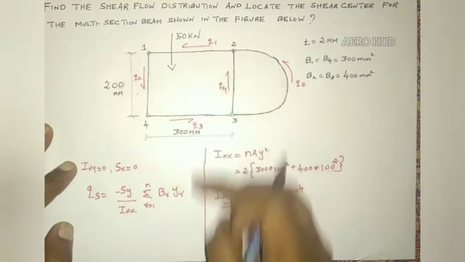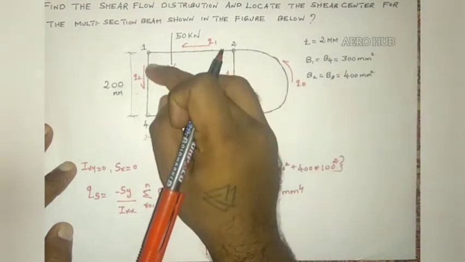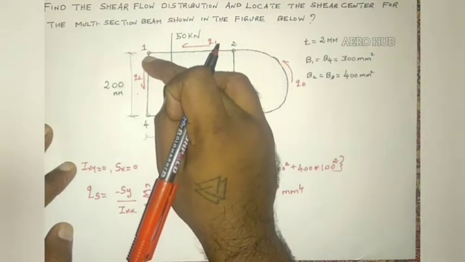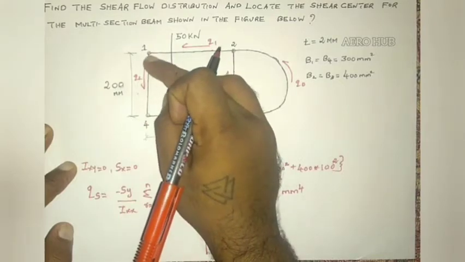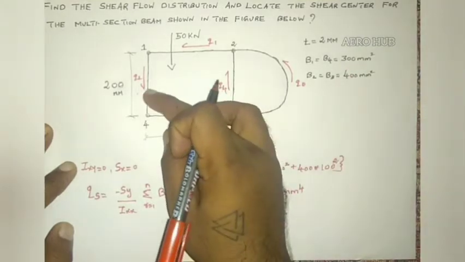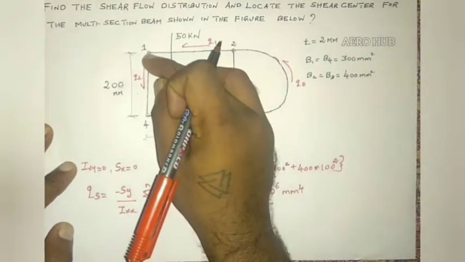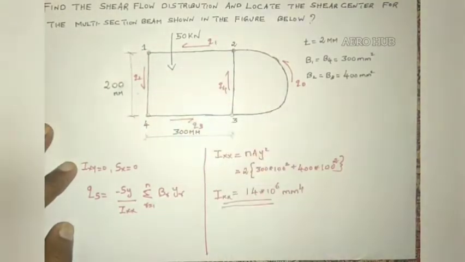Okay, and we have the value of Ixx, that is 14 into 10 power 6, and Br is nothing but the boom area at 1. We are considering the portion 1-4 and the shear flow is Q2 here. So boom area at 1 is nothing but 300 millimeter square, and the value of y is nothing but the distance of the boom area from the neutral axis, that is nothing but 200 by 2, that is 100.